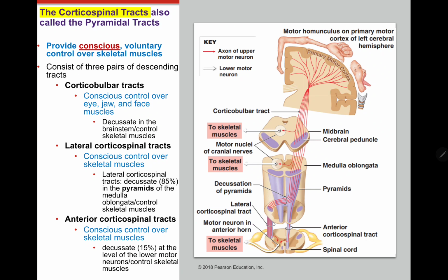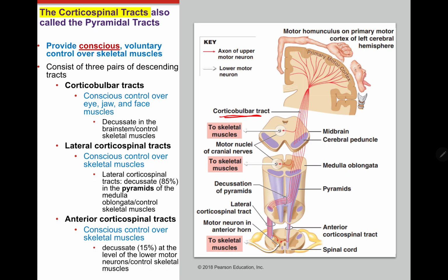We have the corticobulbar tract, which is going to be important here, as you can see. That's going to be important for conscious control over your eyes, jaw, face muscles, things like that. They're going to decussate, or cross over, in the brainstem, so high up there, and it's going to control skeletal muscles of your face that we just mentioned.